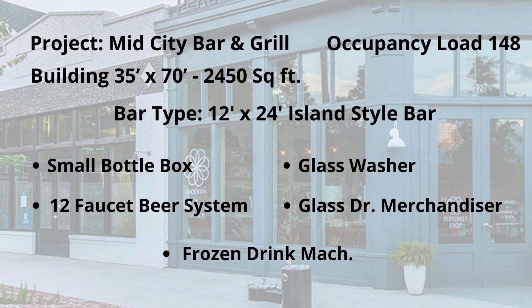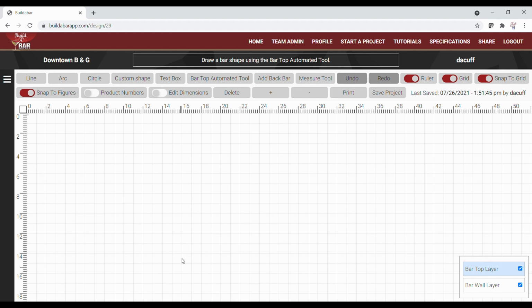Our customer has supplied us with an equipment list he would like to have incorporated into the design. It includes a small beer bottle box, 12 faucet long draw beer system, glass washer, glass door merchandiser, and a frozen drink machine. Let's get started by going to the design center and laying out our bar wall and top. To do this, we select the bar top automated tool in the top menu panel.